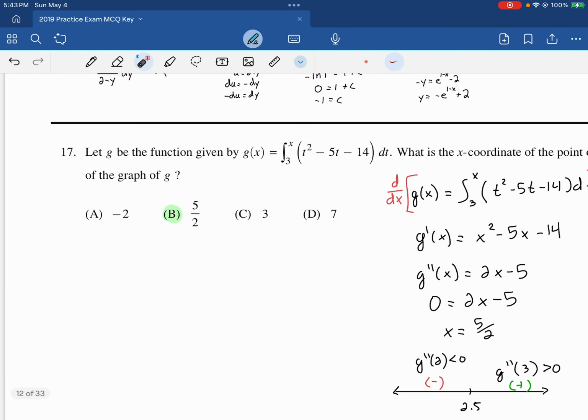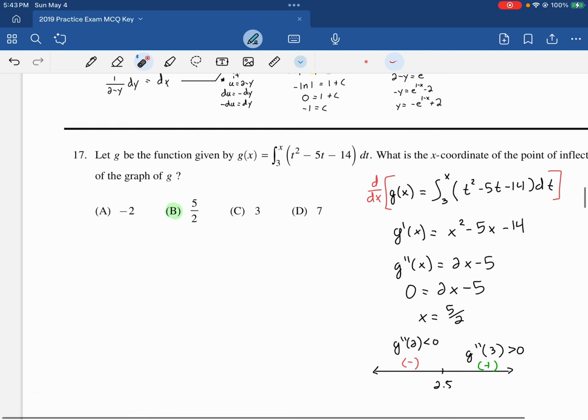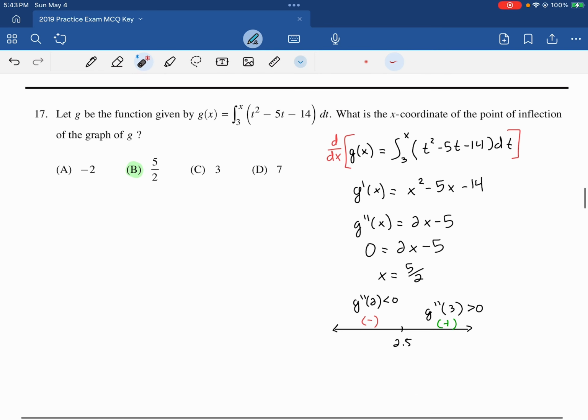17. Let g be the function given by g of x being the area under the curve from 3 to x of this equation in terms of t, dt. What is the x-coordinate of the point of inflection of the graph of g? There's a lot of words here, so let's go one step at a time. I need to know the point of inflection for g. So point of inflection, I know I want to find the second derivative of g.